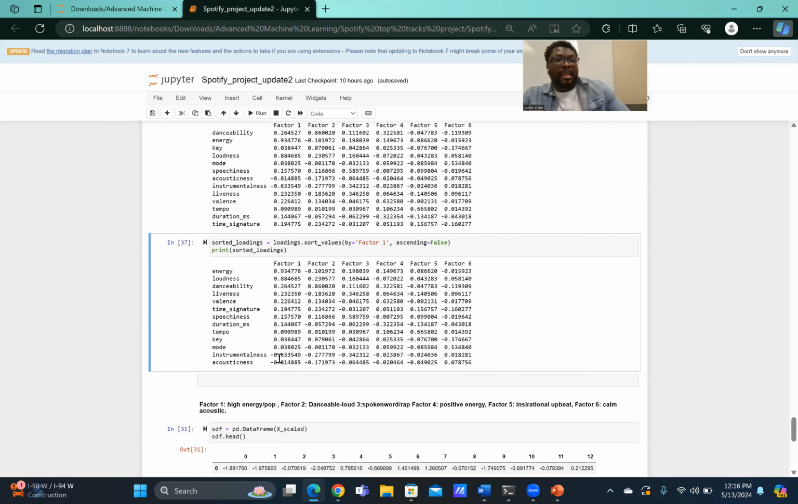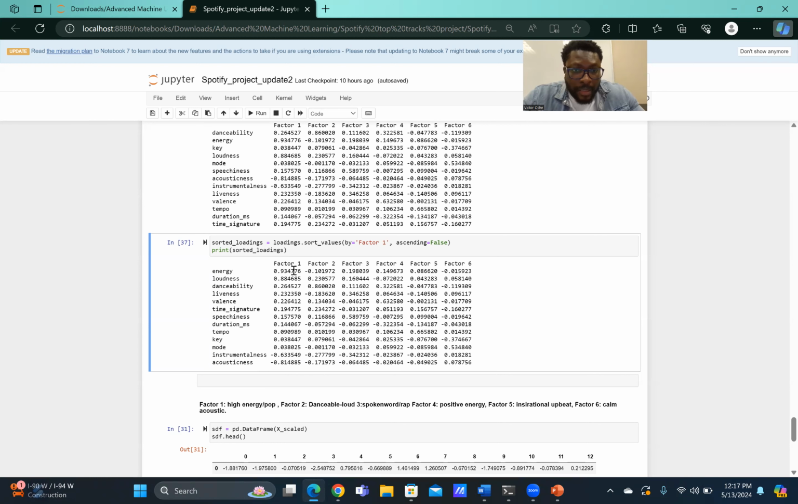On the other hand, it keeps instrumentalness, which is a measure of whether a track is fully instrumental or not, and acousticness, a measure of whether the track is fully acoustic, without any kind of digital sound, done live. That's the other side.